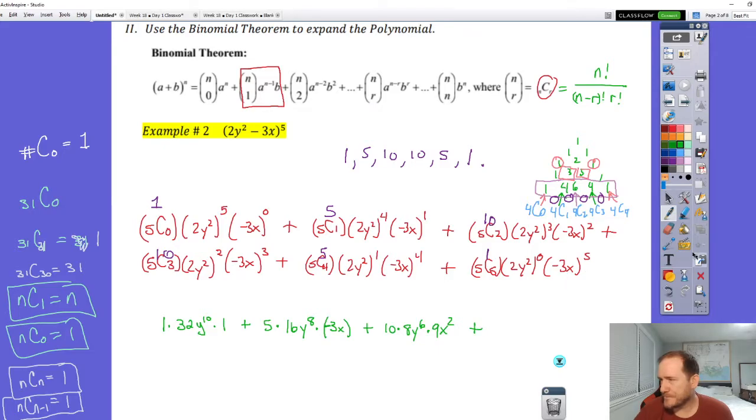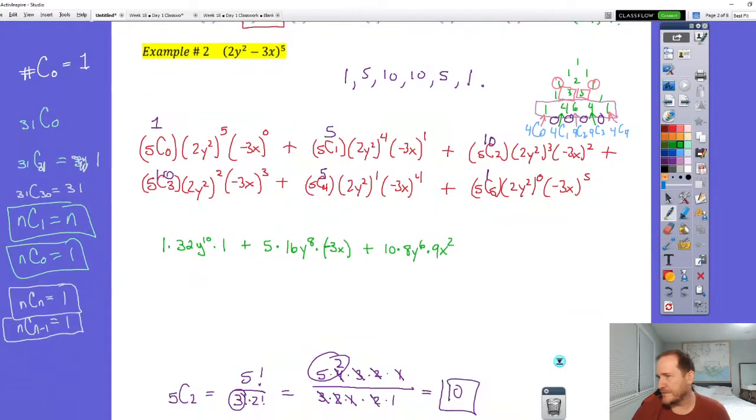Next, let me just keep this as 2 rows of 3, because I'm not going to have room for all 6 terms. So this one is going to give us another factor of 10 as our coefficient. Then we'll also have a 4y to the 4th. And 3 to the 3 is going to be negative 27x cubed. Yep, and then the next one is another factor of 5. 2y squared. 3 to the 4th is going to be a positive 81x to the 4th.